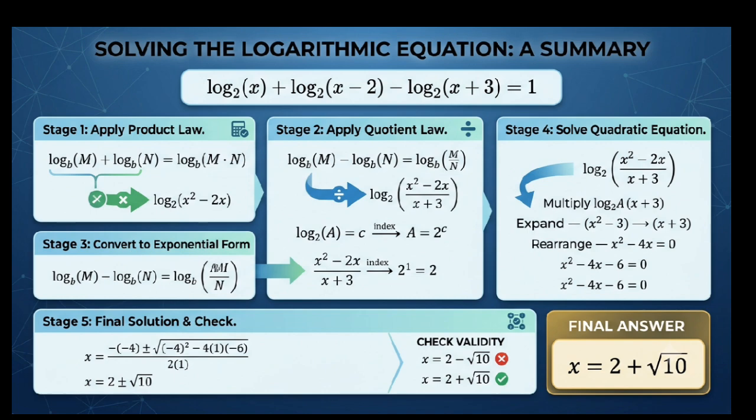Step 5. Final check. Finally, we must check for validity. If we use 2 minus the square root of 10, we get a negative number, and we cannot take the logarithm of a negative number. We reject that option. That leaves us with our true final answer. x equals 2 plus the square root of 10, which is approximately 5.16.